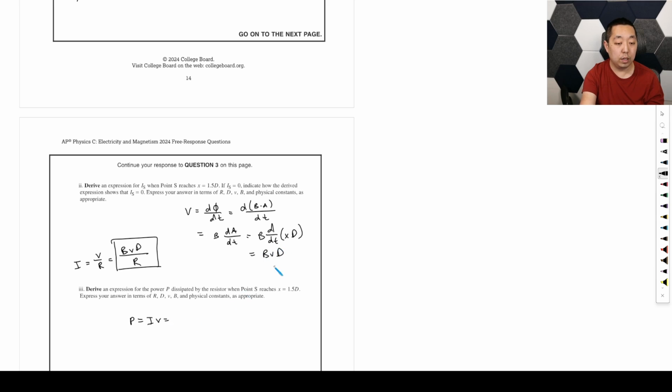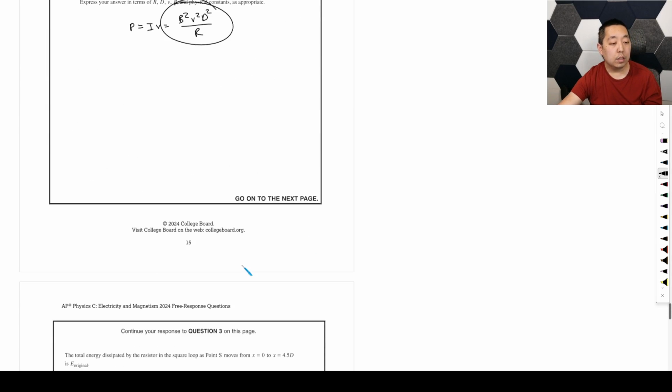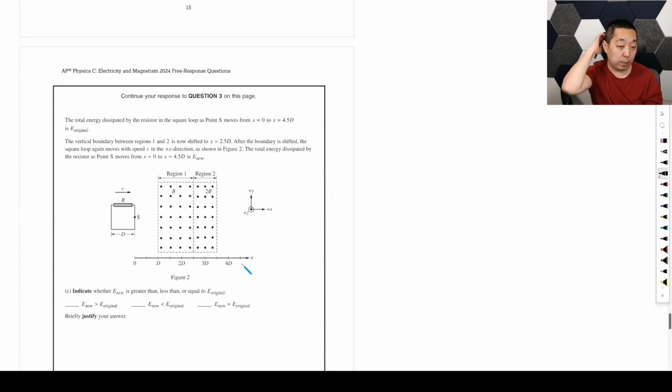Any one of those will work, but here's the voltage, here's the current, so it's going to be V squared, D squared over R. All right, total energy dissipated by the resistor as it moves from 0 to 0.5 D is E original. The vertical boundary is now shifted to 2.5 D. After the boundary is shifted, the square loop again moves with V in the positive x direction shown in the figure 2. The total energy dissipated as it moves from 0 to 0.5 D is E new. Indicate whether E new is greater than, less than, or equal to E original.